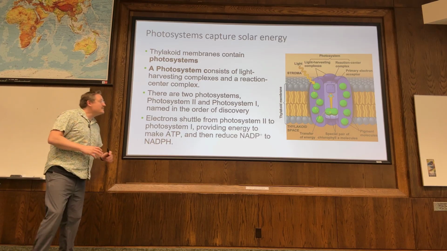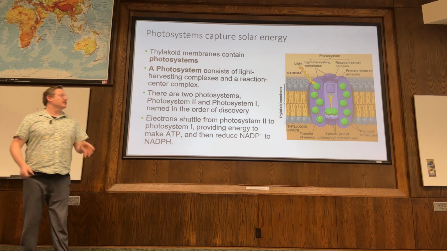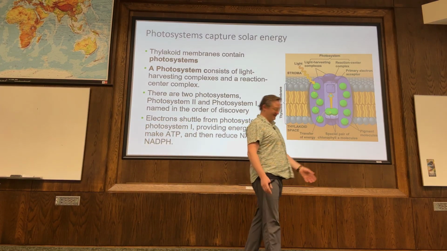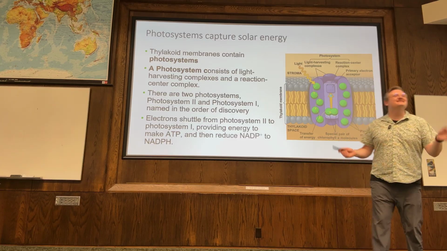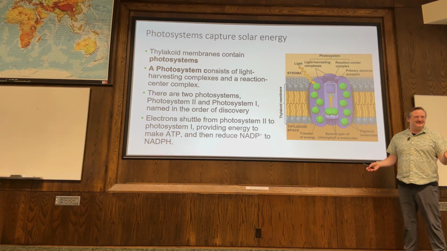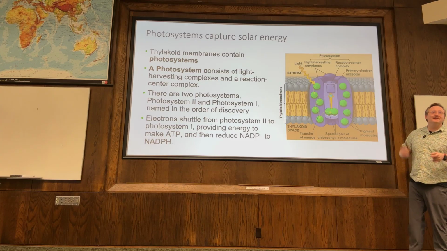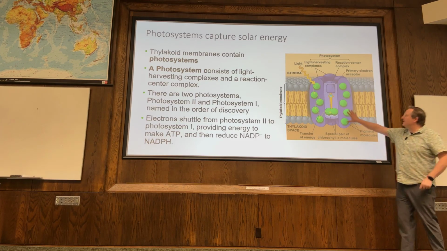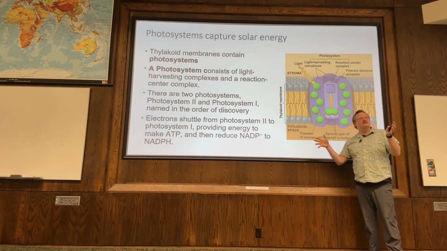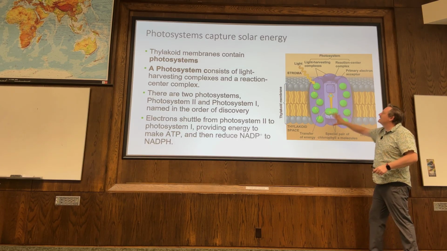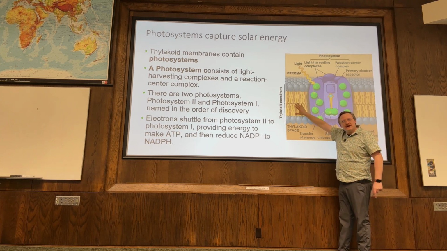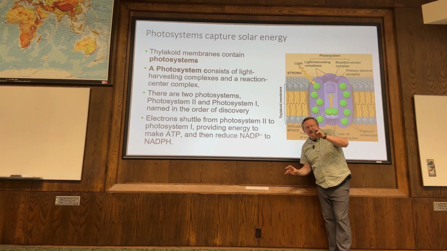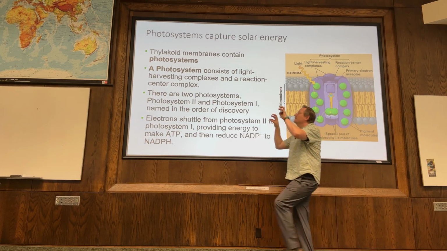So in the thylakoid membrane, the innermost membrane of the chloroplasts, you've got these protein pigment complexes called photosystems. These are the light harvesting component of the thylakoid membrane. So it's a bunch of pigments embedded in protein, and that pigment protein complex is embedded in the thylakoid membrane. Any questions thus far? Okay, let's keep on going.